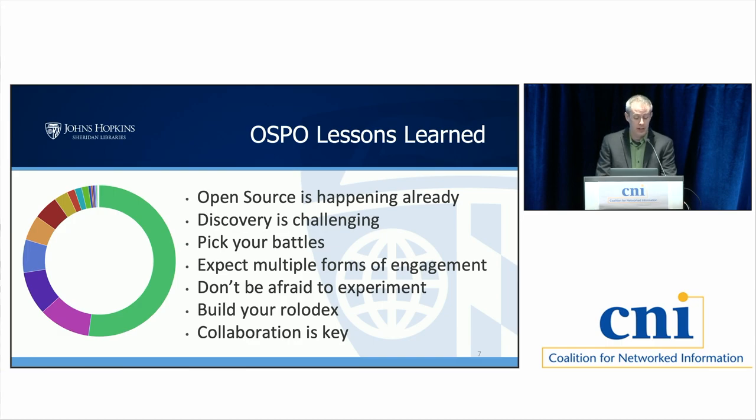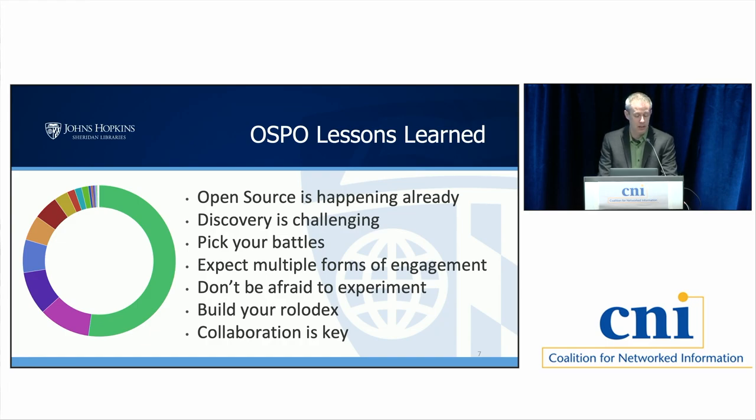Expect multiple forms of engagement. The needs of a project depend on a variety of factors, and not all projects progress in the same way. Providing effective support requires listening to the teams and then matching resources to those needs. Don't assume that all open source projects start the same way and that they progress along the same paths. It's often not a linear progression, so having some awareness of the fact that there's going to be variety is really helpful. Don't be afraid to experiment.